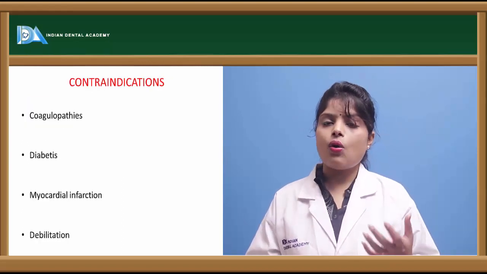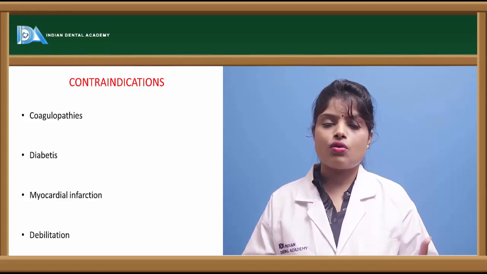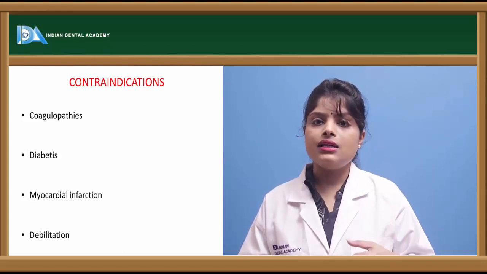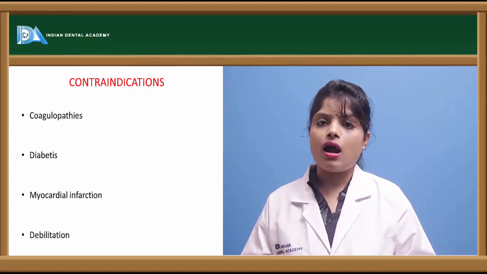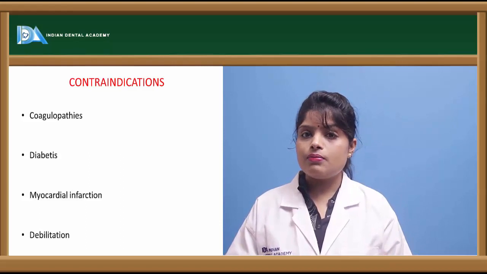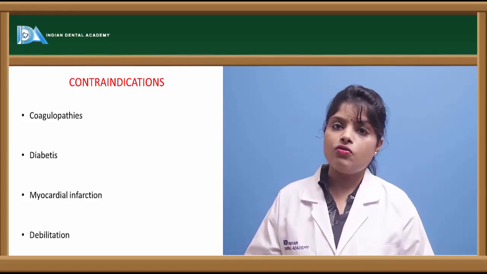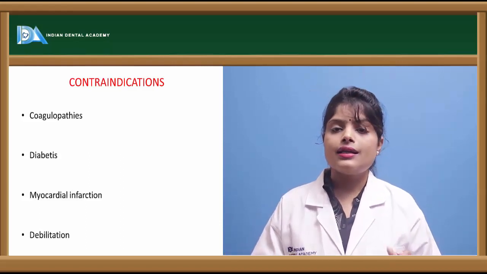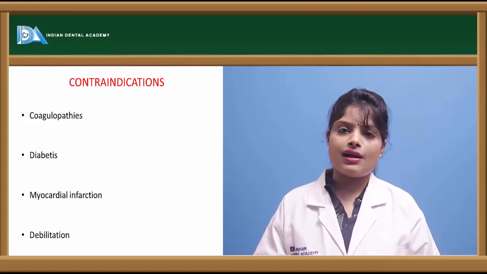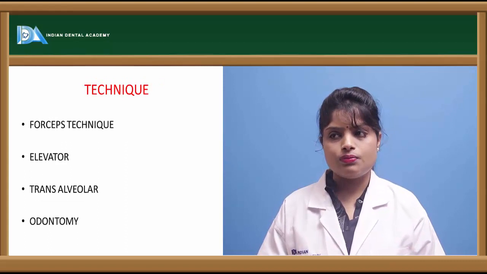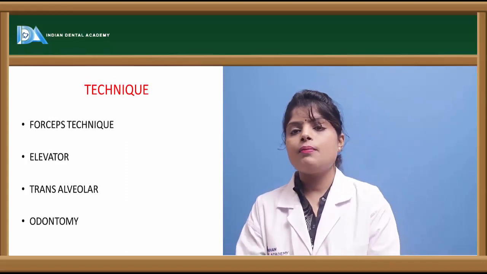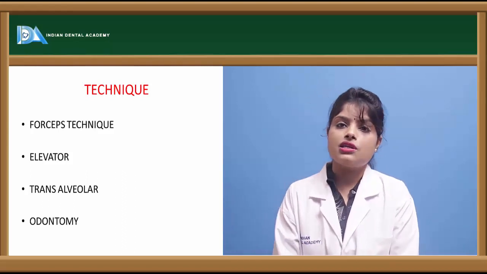But there are certain contraindications for the procedure of extraction. The patient should not have any systemic disease or systemic heart disease. The patient should not generally be hemophilic; many precautions are required for extraction in a hemophilic patient. Then the patient should not have myocardial infarction or any type of debilitation. Then what is the technique? There are certain techniques which are employed in this exodontia procedure.